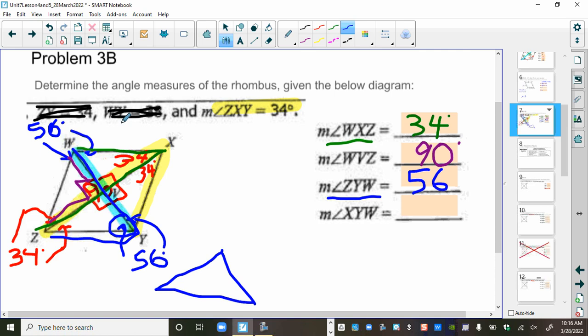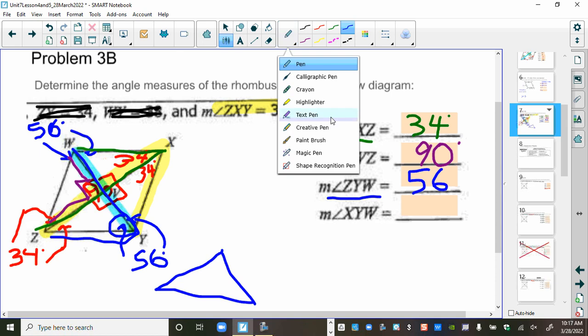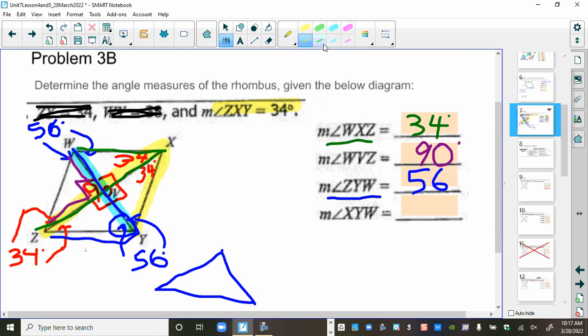And XYW is going to be the same. Does everybody see? You start at X, Y, shoot up to W. You see that's also going to be 56, right? Yeah, because I'll highlight that puppy for you. X to Y, and Y up to W. That's also going to be 56 right there.